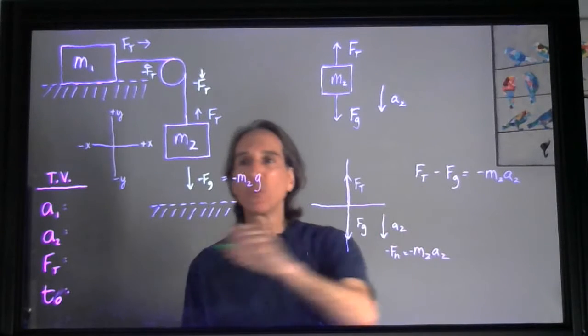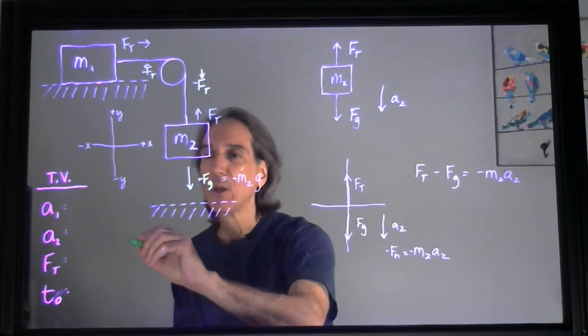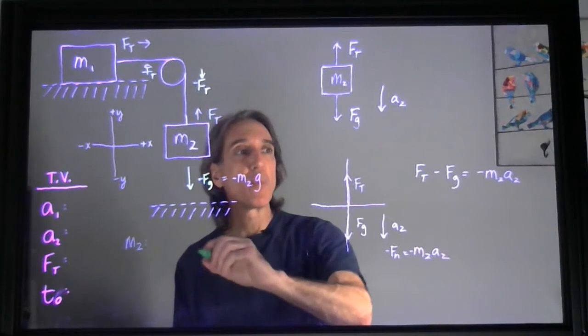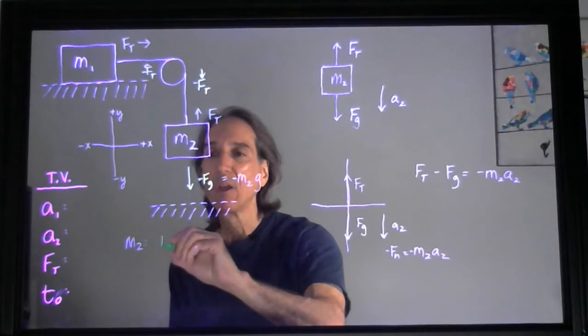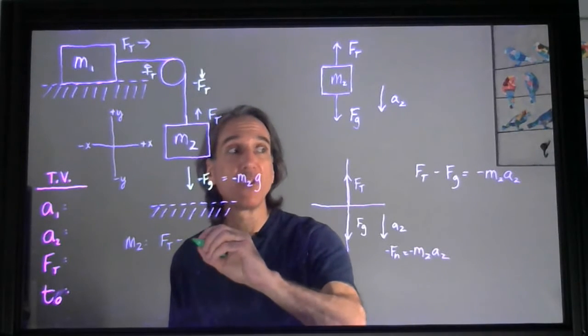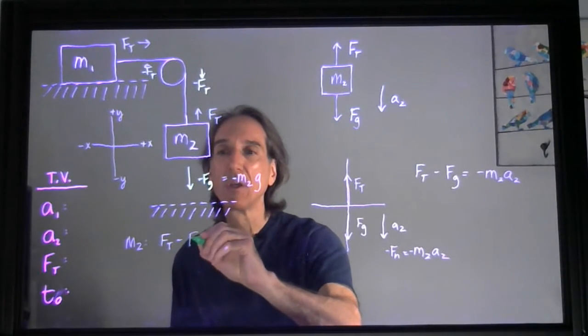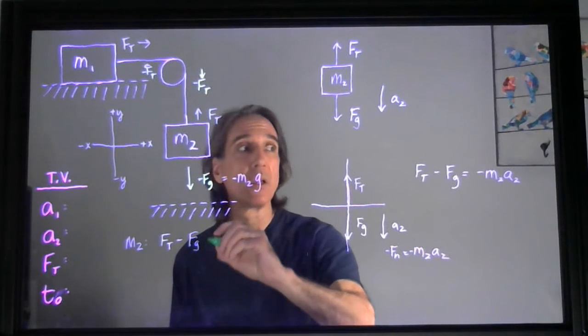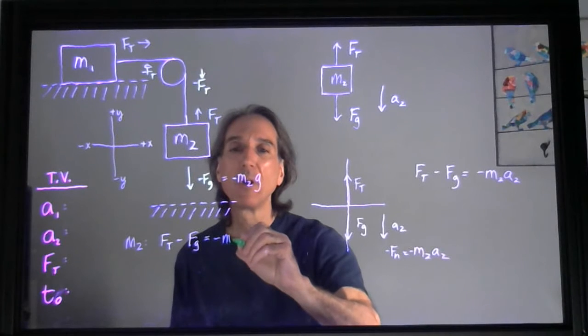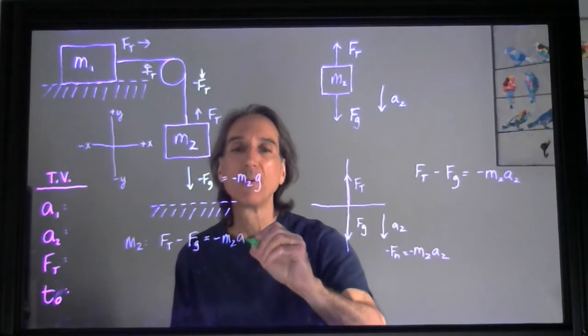And let's just note this over on the side here. Our equation of motion for this particular body, M2, is F sub t minus F sub g is equal to minus M2 a sub 2.